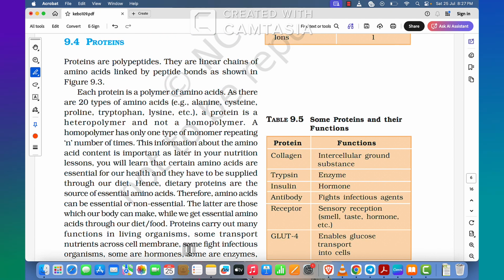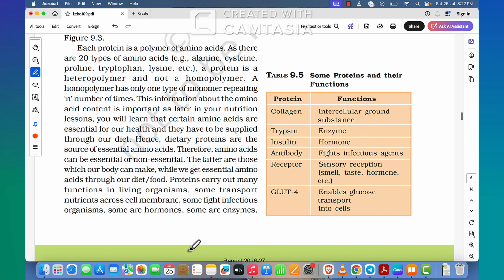Proteins. Proteins are polypeptides. They are linear chains of amino acids linked by peptide bonds. Each protein is a polymer of amino acids. There are 20 types of amino acids: alanine, cysteine, proline, tryptophan, lysine, etc. A protein is a heteropolymer and not a homopolymer. A homopolymer has only one type of monomer repeating n number of times. This information about the amino acid content is important, as later in your nutrition lesson you will learn that certain amino acids are essential for our health and supplied through our diet.